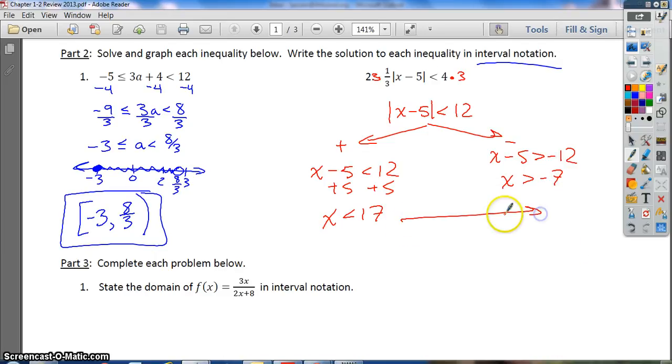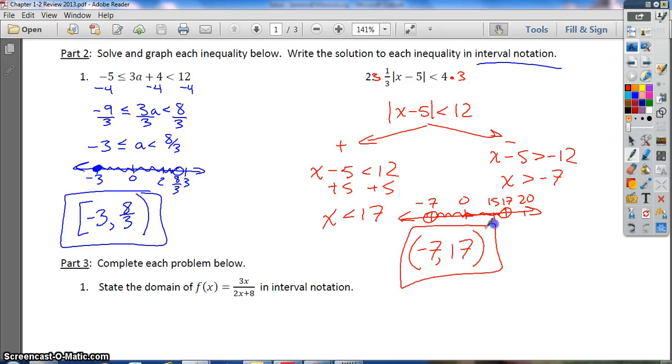So, on a number line, what this looks like is the following. Okay, open circle at negative 7, open circle at 17, and I am greater than negative 7, but I am smaller than 17. So, interval notation, we start at negative 7, that's my smallest value. I put a parenthesis because it's open. This will continue up to 17, and then stop. Voila, there is both your inequalities in interval notation.